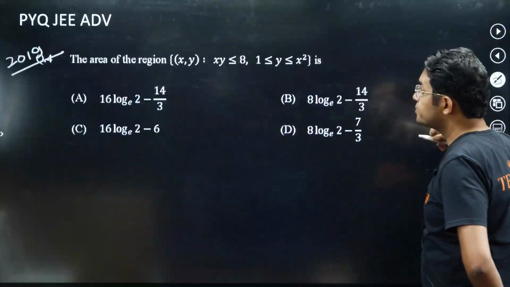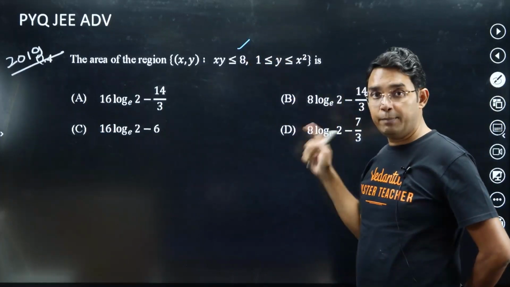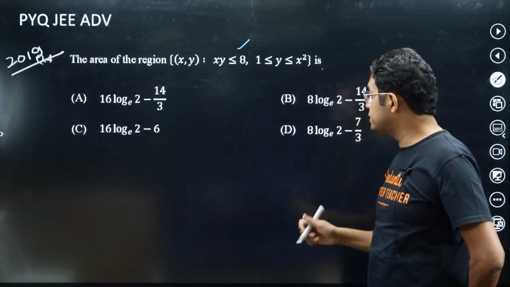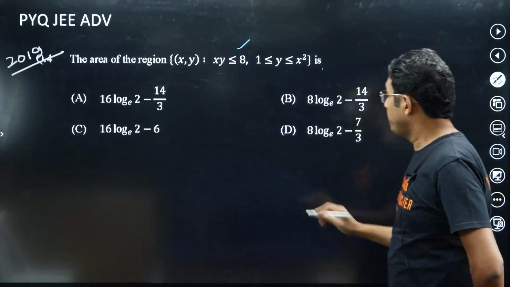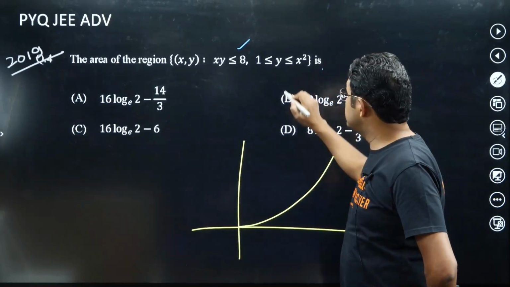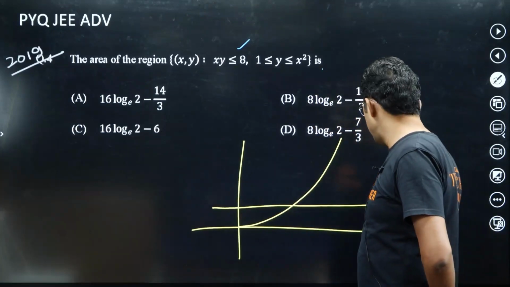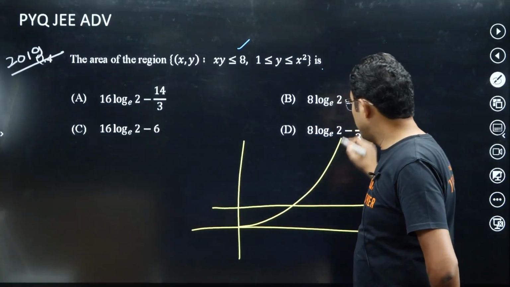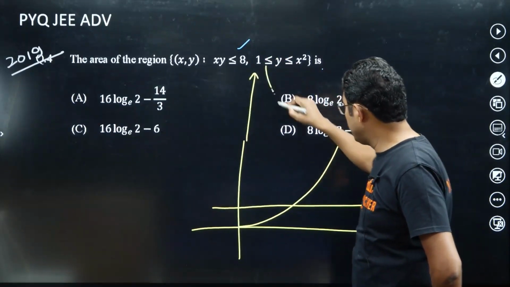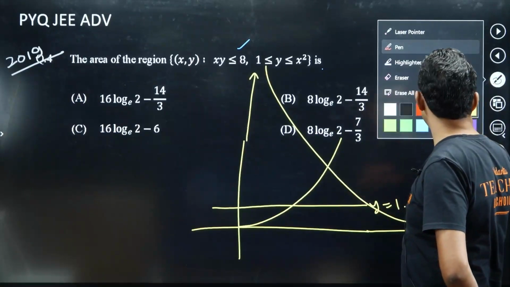Now come to one more question. That question is from 2019. Here they have given a rectangular hyperbola, and one is y less than or equal to x square. So let me make this diagram. Y equal to x square here, and this y is greater than 1. So there will be an upper line, lower line, the lower boundary is equal to 1, and y equal to x square. And this is xy less than or equal to 8, which is a rectangular hyperbola, something like this. Okay, so this is the area which we are looking for.